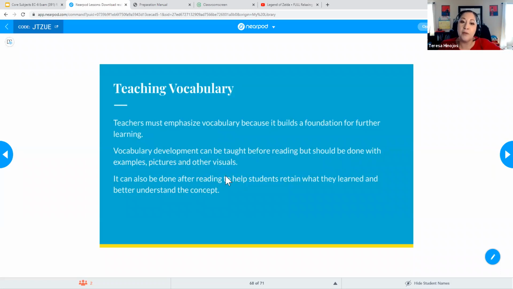So again, when you're doing that vocabulary development, it should be done using pictures and other visuals. Like she did in that first video, she actually had the students do the hand movements and all of that, so that the students had a better understanding.